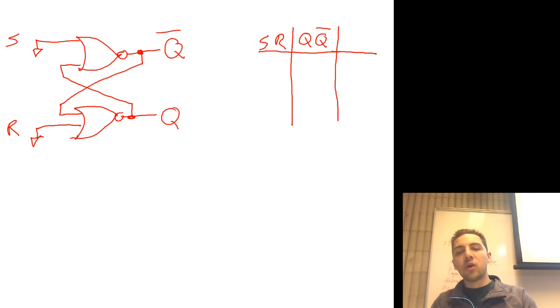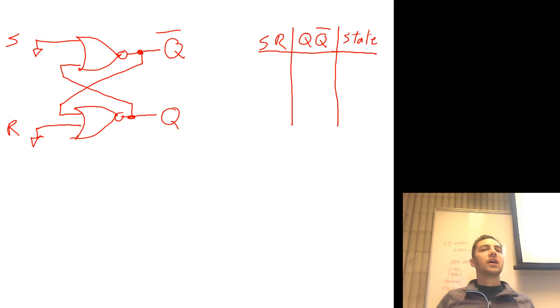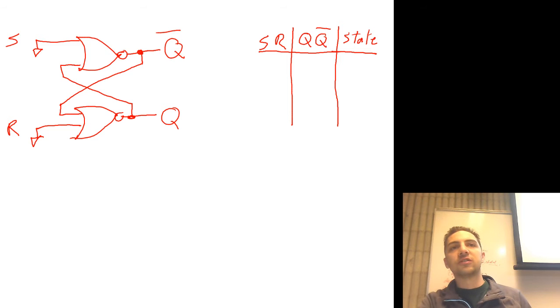And I'm going to have one more row on this table called state, because at this point, once we start entering into circuits with memory, state is a much more useful descriptor than a truth table. So let's just review that real quick. If I put a 1 on S and a 0 on R, and I'll annotate over here, NOR truth table.